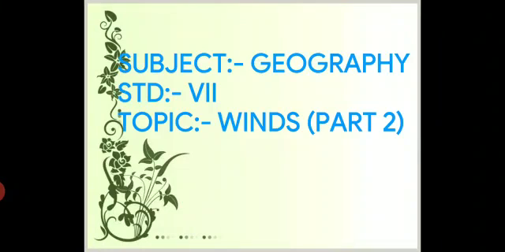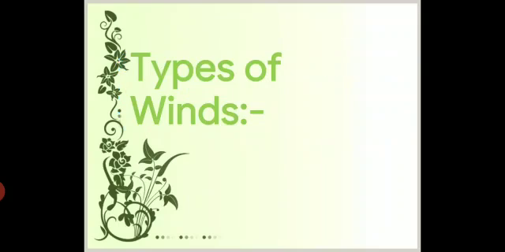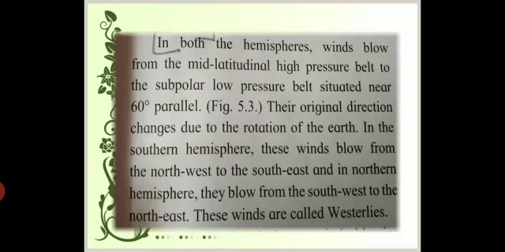We will be learning Geography subject, lesson number 5, Winds. In the previous class, we have studied what winds are, how they are generated and deflected, along with the unit to measure them and two types of winds, that is planetary winds and easterlies. In this lecture, we will learn more types of winds. So let's begin with our lesson.